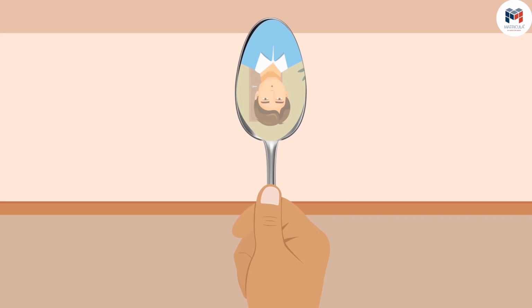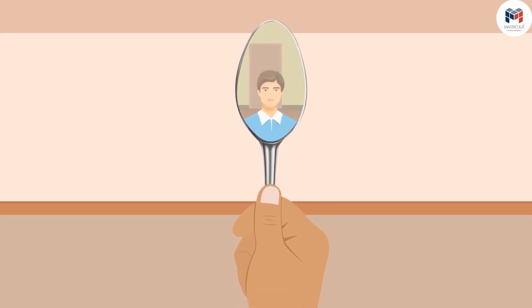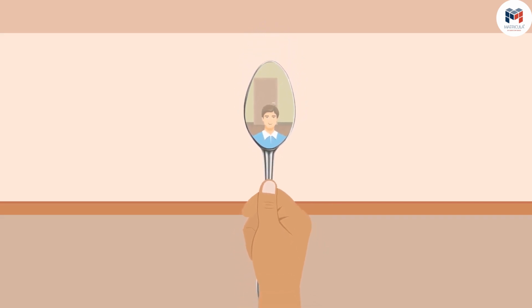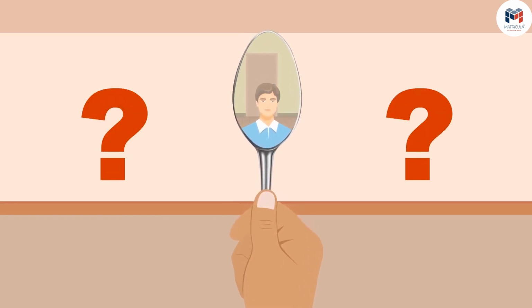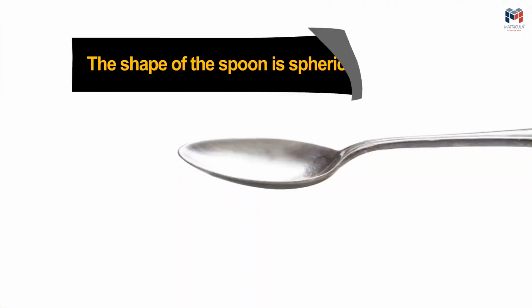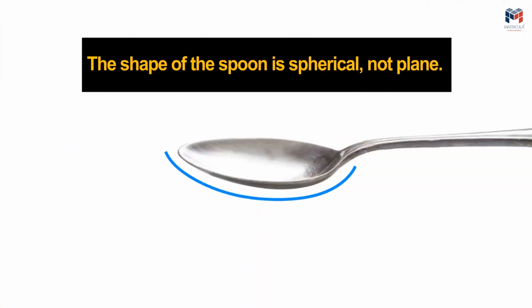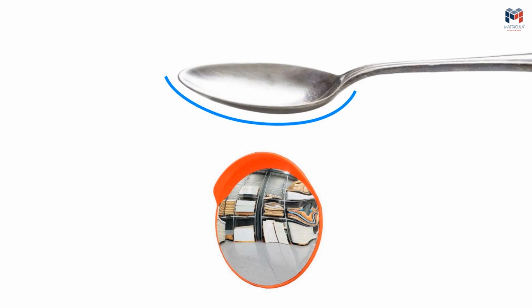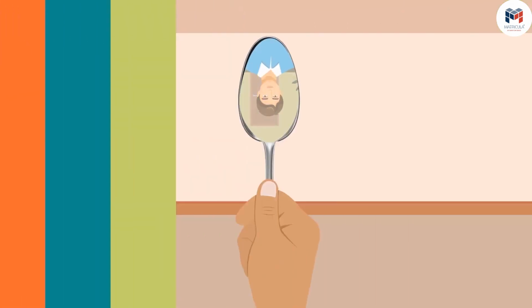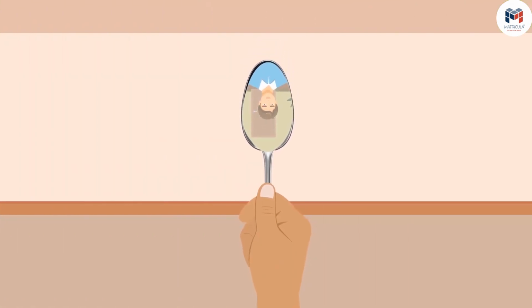What if I turn the spoon over? Here also the size of the image is getting smaller, but it is erect, not inverted as it was in the first case. Could you think why this would have happened to Rahul? The shape of the spoon is spherical, not plane. Those mirrors which have spherical reflecting surfaces like the spoon, in this case, are called spherical mirrors. The small and inverted appearance of the image are two of the characteristics of the image formed by spherical mirrors.